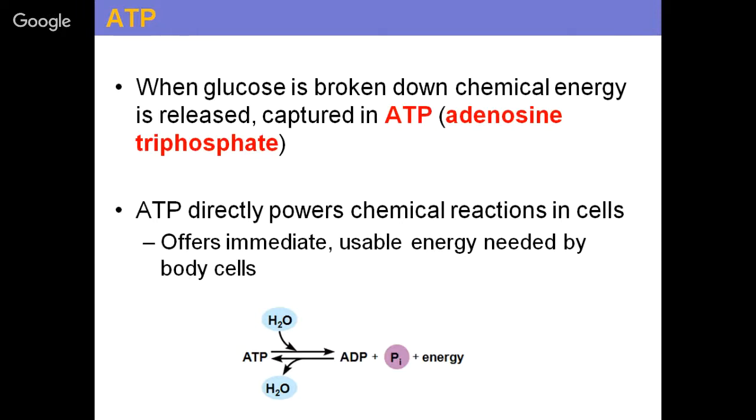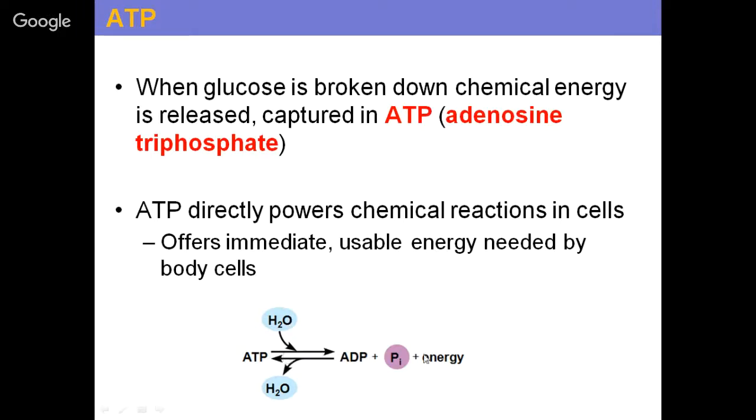Other than DNA and RNA, there's another type of nucleotide, which is ATP. When glucose is broken down and chemical energy is released, this energy is caught by a molecule which we call the ATP molecule. Once it's caught, it stores that energy, and therefore we can function, because when we move, digest, or carry out any process requiring energy, we use the energy stored in the ATP molecule. ATP stands for adenosine triphosphate. ATP directly powers the chemical reactions in the cell. It offers the immediate usable energy needed by the body cells.